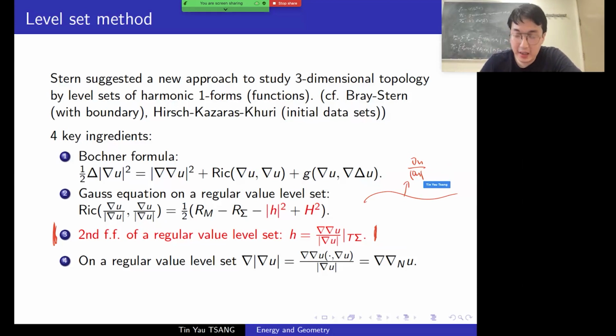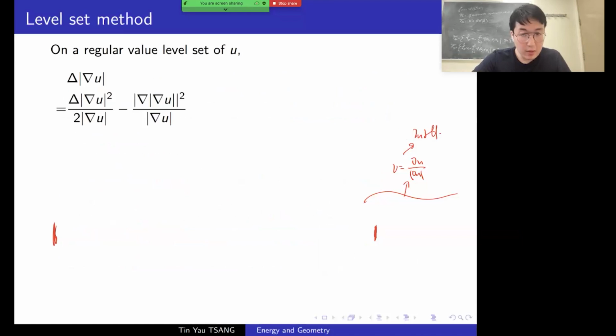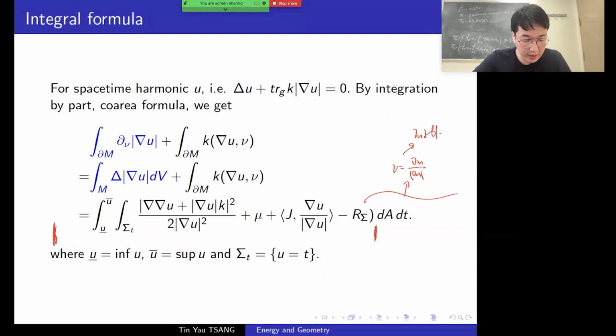And from this we can tell directly the normal direction nu. We can have the second fundamental form. And the good point is, this second fundamental form is actually the Hessian of u divided by the norm of the gradient of u, restricted to the tangential directions. So this is very useful, and we'll see how we use it. Again, we skip the computation. Okay, now we go to here.